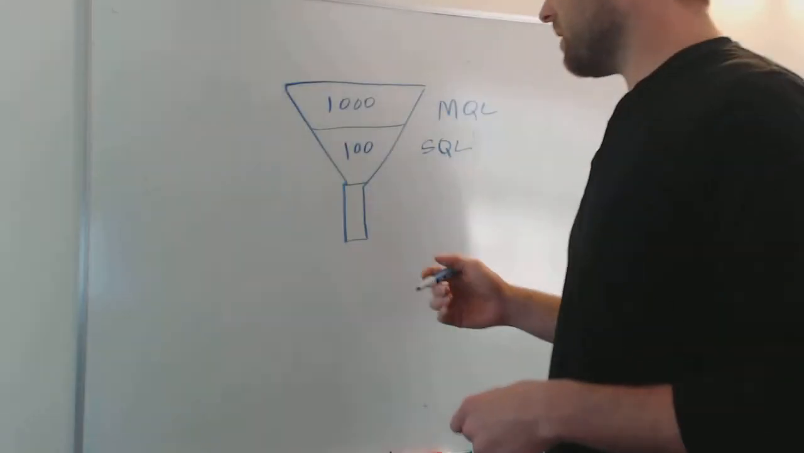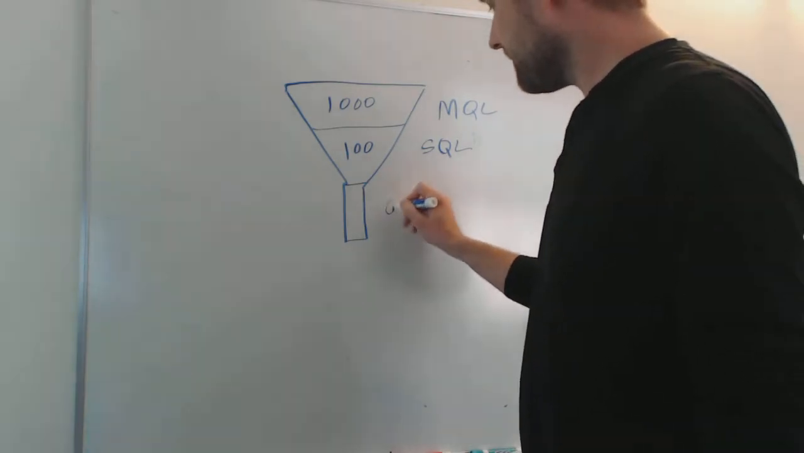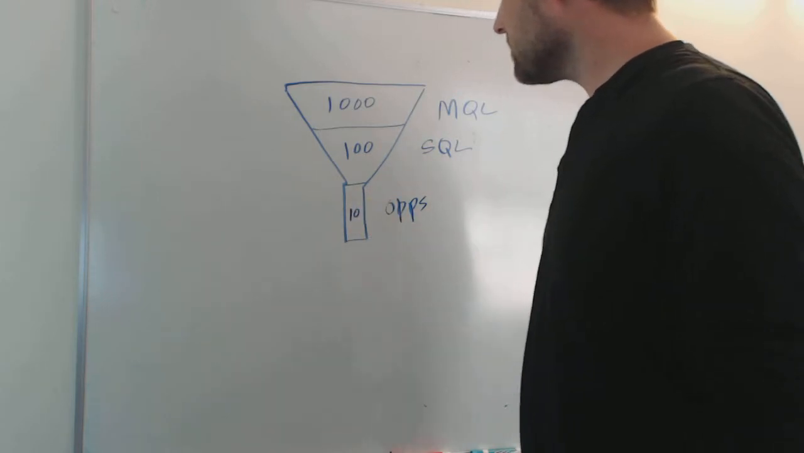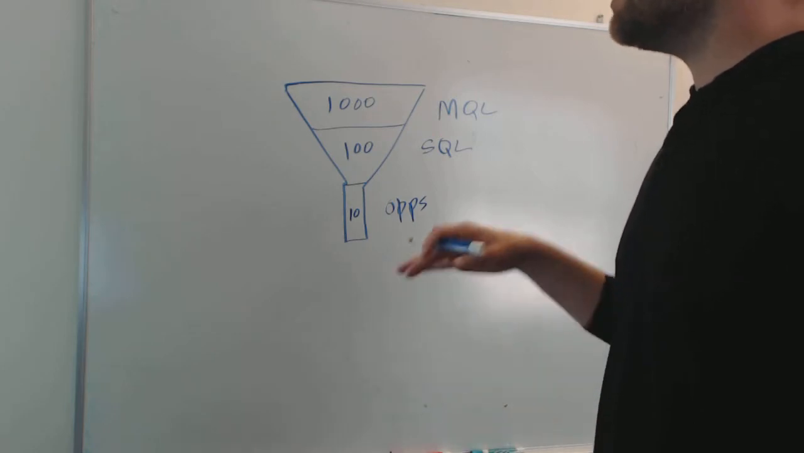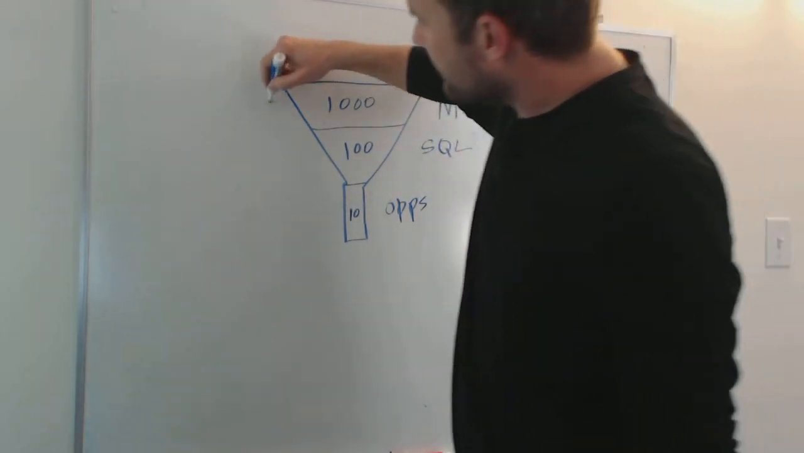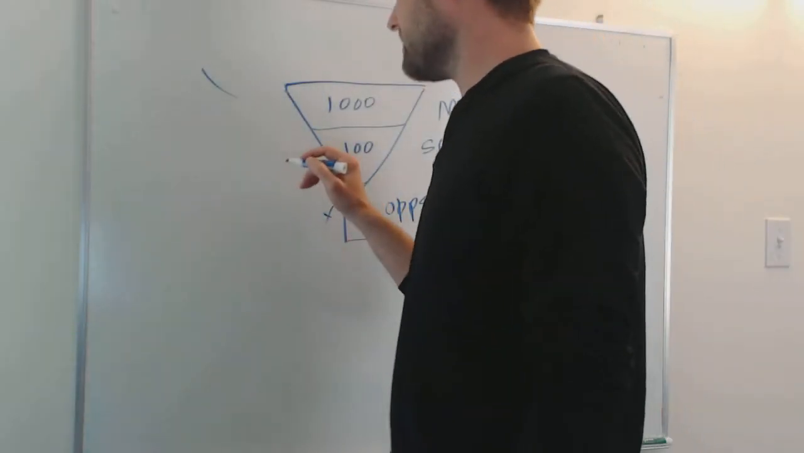Then the very last part of this funnel is those which become opportunities. And those opportunities represent 10. So you can see there's a pretty significant fall off, 90% for each layer. And this is pretty common. Now, each section has its own stack of technology that's already associated with it, except this one. We'll get into that in a second.